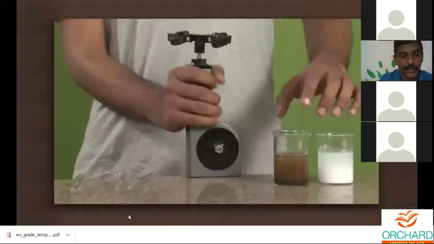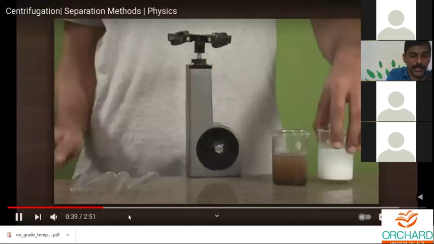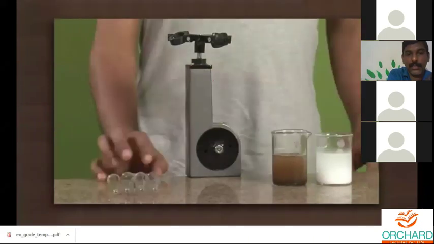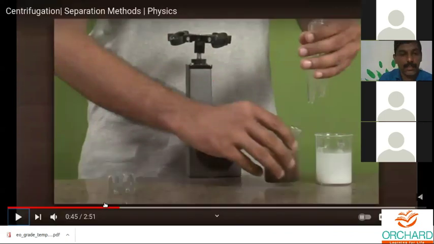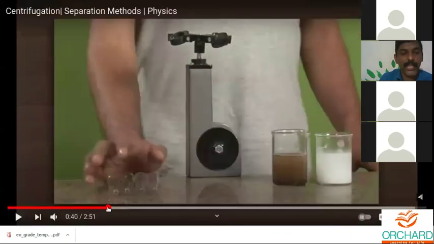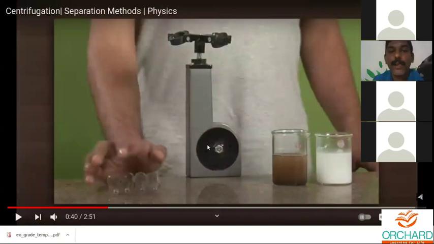Now one person will be demonstrating the centrifugation technique. For this we need a handy centrifuge machine, muddy water, a mixture of calcium carbonate and water, and 4 centrifuge test tubes. Take the sample of muddy water. See what he has described. This is a handy centrifuge machine.